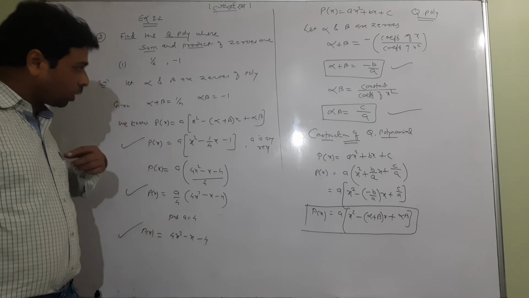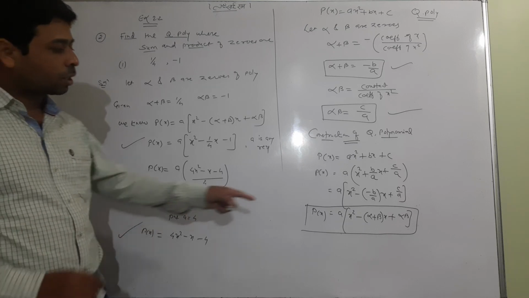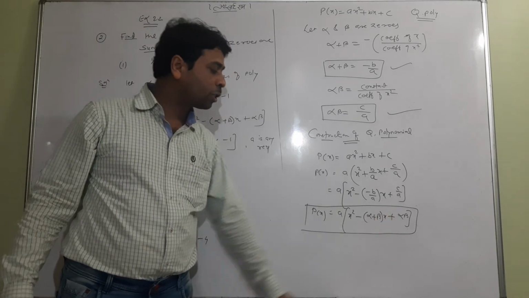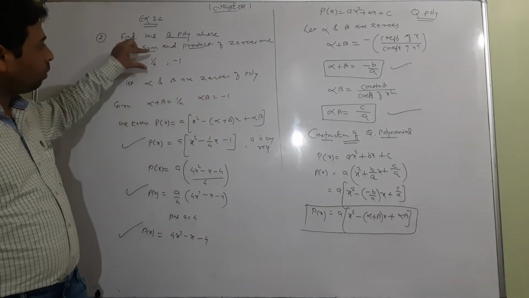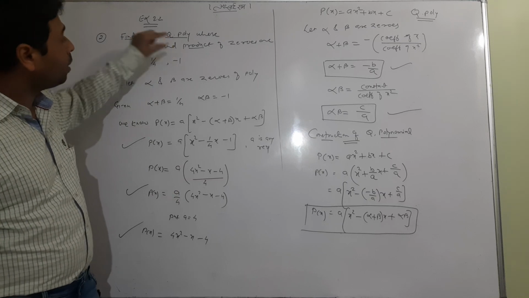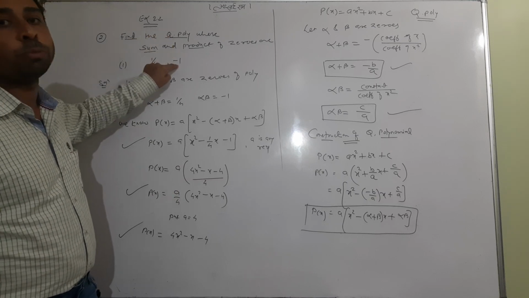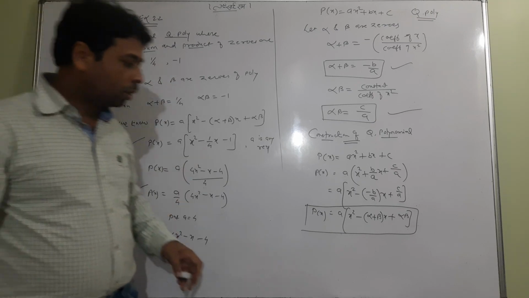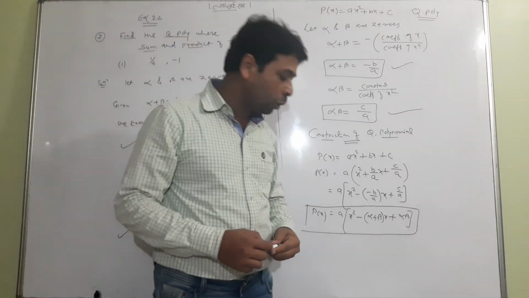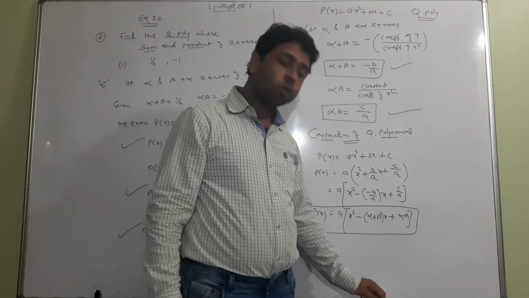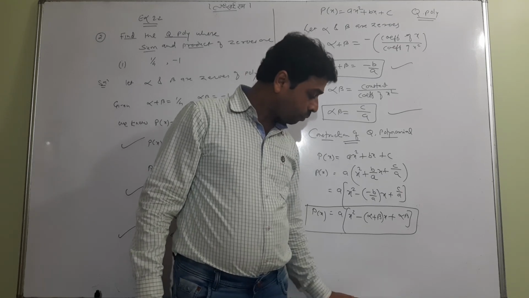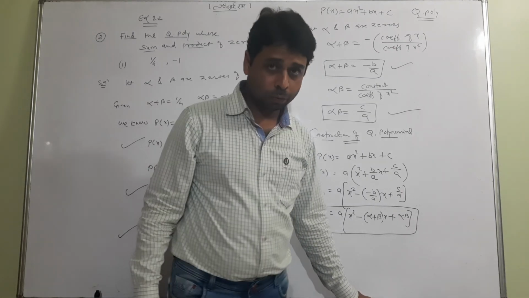Okay, this question is a very important one. This is the formula where alpha and beta are the zeros. In this particular question, the sum and product are given. This is alpha plus beta and this is alpha into beta. So this was the question. Now the exercise is on you. Please complete exercise 2.2, and you can consult me with any doubts. Thank you.